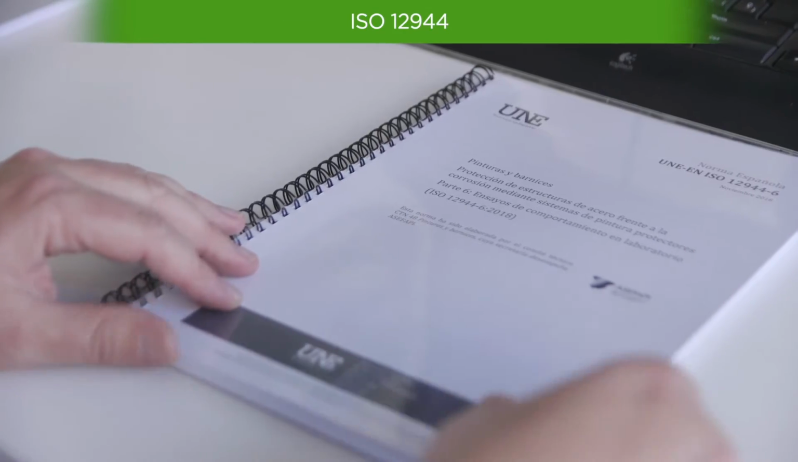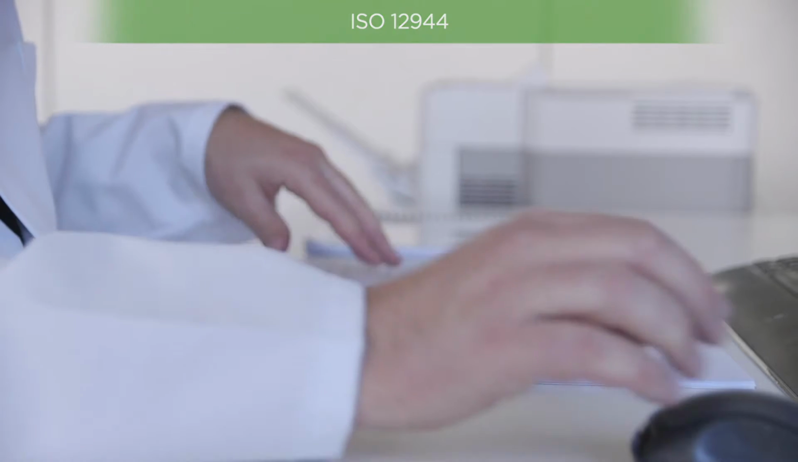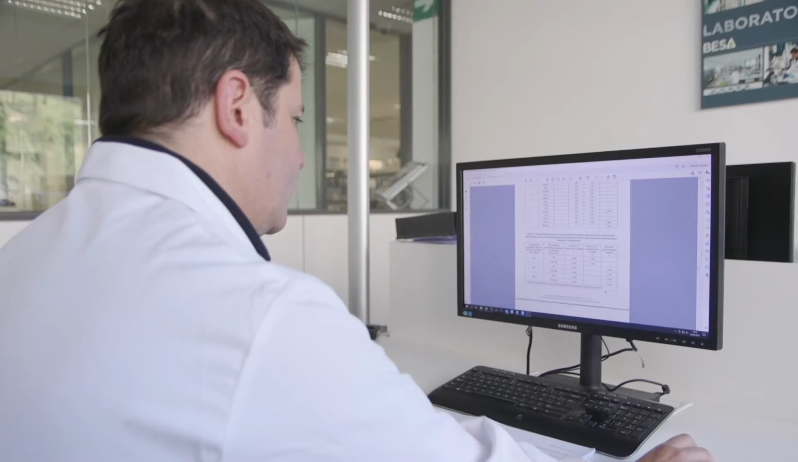One of the most commonly used standards that appears in specifications is ISO 12944. This standard establishes a series of salt spray chamber and humidity chamber test hours for each corrosiveness category. Let us now see the most usual tests in paints and under which standard they are performed.